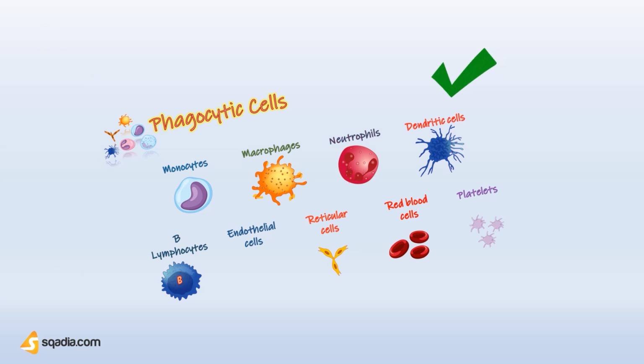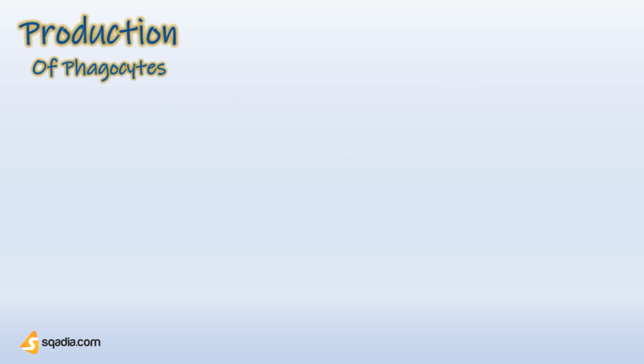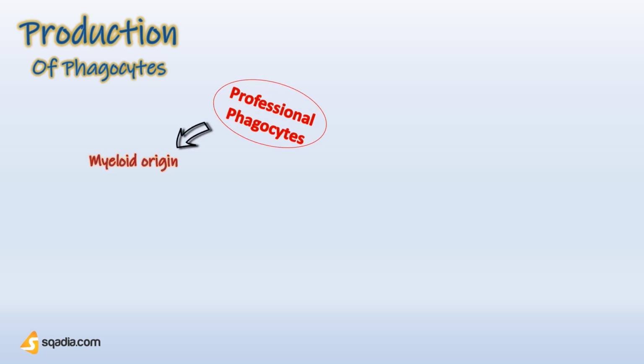Last section must have revised your knowledge about different types of phagocytic cells. Now let's look at the production and recruitment of phagocytic cells, starting with production of phagocytes. As mentioned earlier, professional phagocytes are of myeloid origin. That means they are produced from the stem cells in the bone marrow.